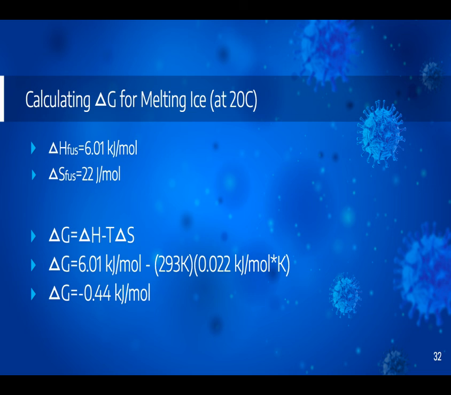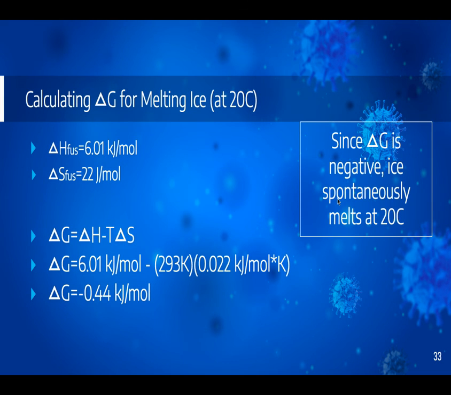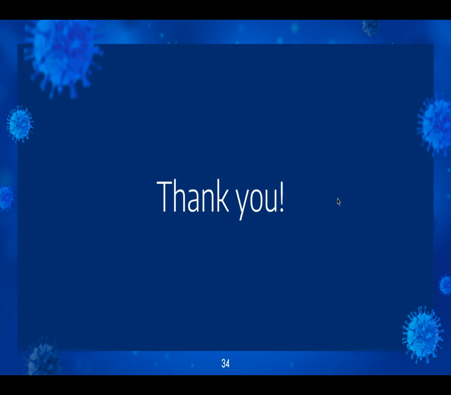So going more specifically into delta G, we are given the enthalpy and entropy. We plug this into our Gibbs free energy equation. This time we converted our entropy into kilojoules per mole and found that delta G was negative 0.44 kilojoules per mole, which is spontaneous. This makes sense because we know that ice melts anywhere above 0 degrees, and since this is at 20 degrees, we know that it will melt spontaneously.